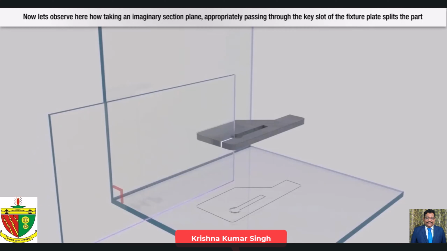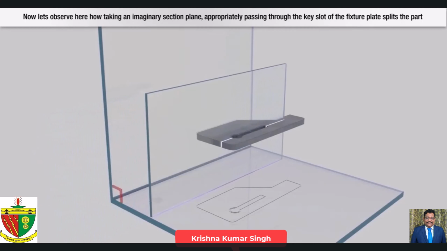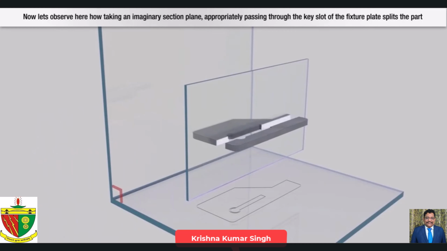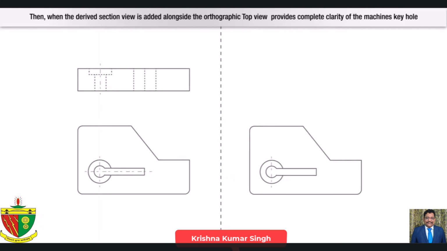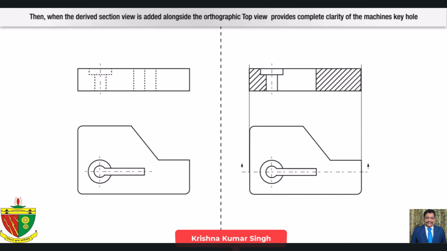Now let's observe how taking an imaginary section plane appropriately passing through the key slot of the fixture plate splits the part. Observe that the split view reveals important clarity with respect to the keyhole. Then, when the derived section view is added alongside the orthographic top view, it provides complete clarity of the machine's keyhole.